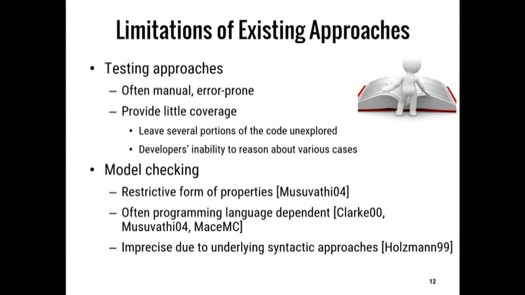That's one approach. The other approach involves model checking the implementation. You model check your implementation and it tries to explore every state of the implementation and see whether your requirements are satisfied in all reachable states. But all the existing approaches fall short for some reasons. Some of them require very restrictive forms of properties, while some of them are programming language dependent, and some approaches are very imprecise because of their underlying syntactic approach.